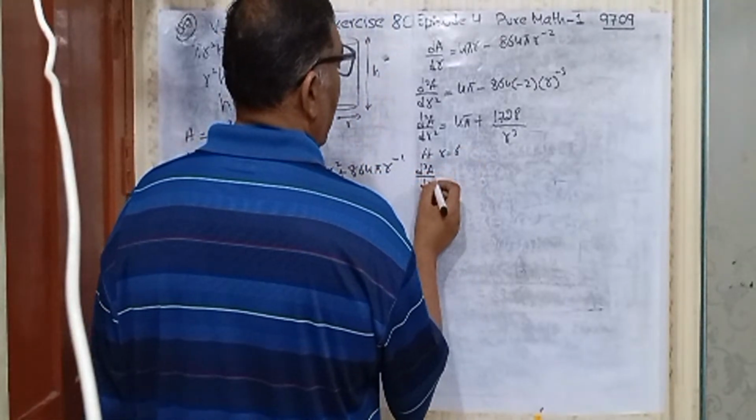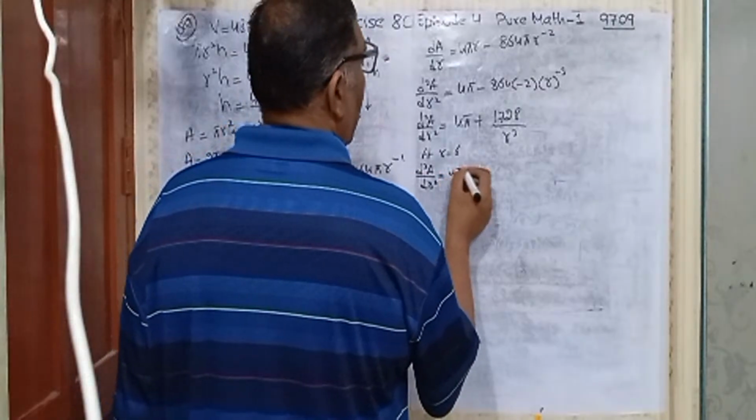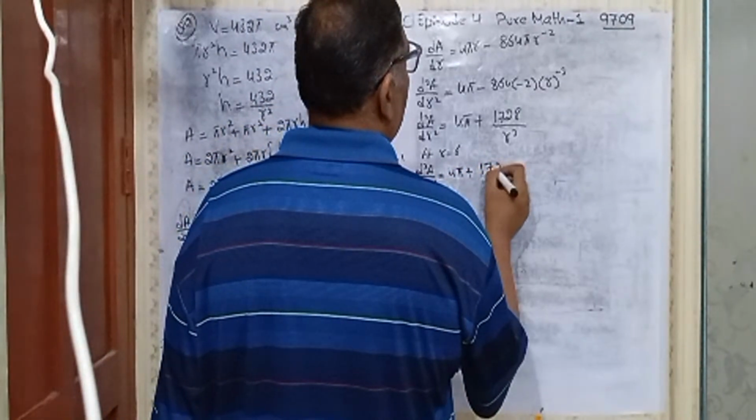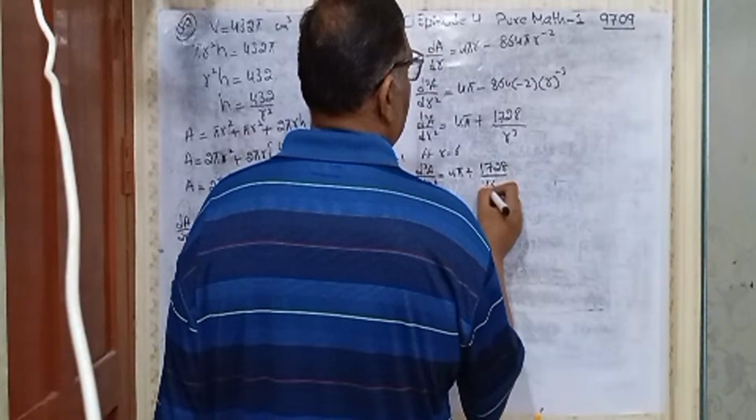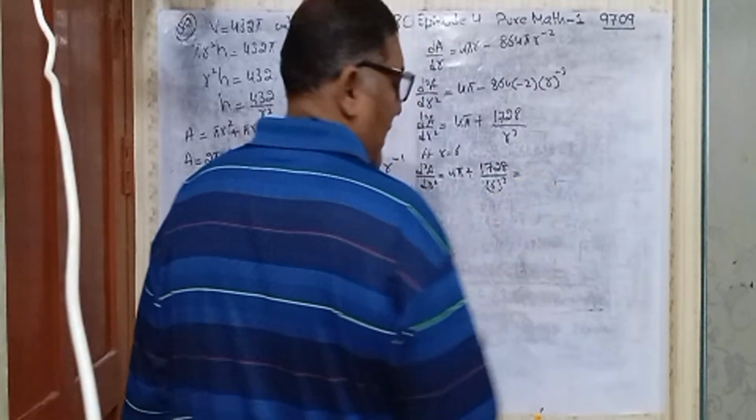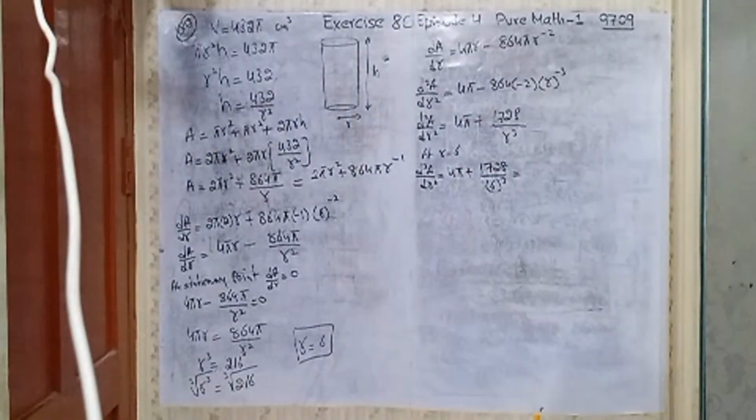Let me use the calculator now. 4 pi plus 1728 divided by 6 cubed, and this value will automatically be positive, but let me do that.